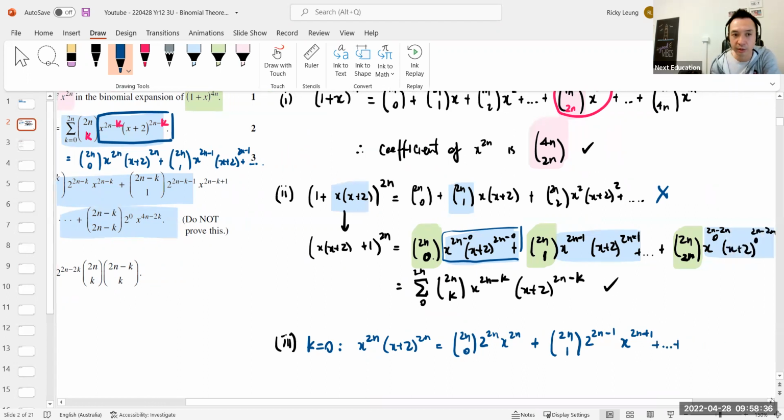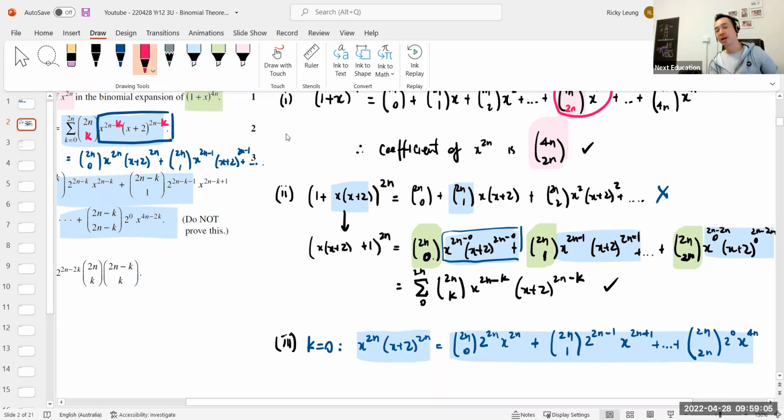Now, go through this process. Don't skimp on the detail. You need this. So the last term there, 2 to the power of 0, x to the 4n minus 0. So you can see that this expression gives you a whole string of numbers, like a polynomial there. It starts with 2n and goes all the way to 4n.